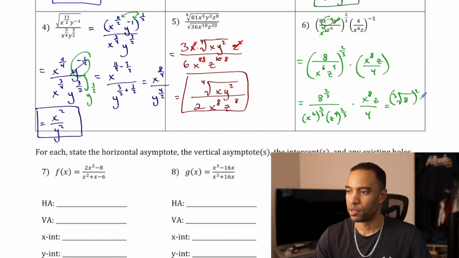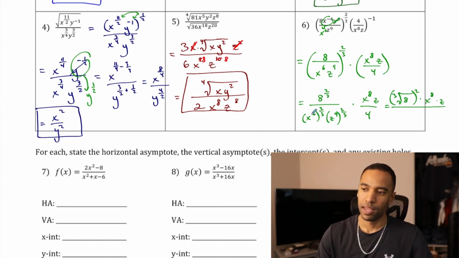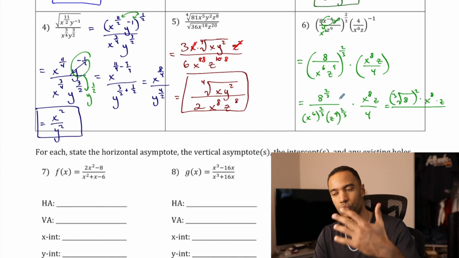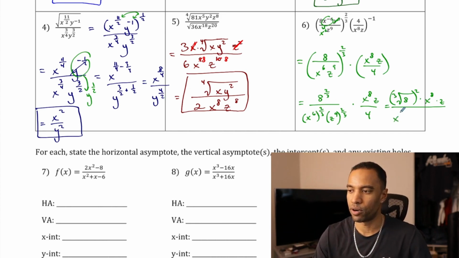Running out of room on this problem. Times x to the 8th times z. On bottom, x to the 6th to the 2/3, we do 6 times 2/3. 6 times 2 is 12, 12 divided by 3 is 4. 2/3 of 6 is 4. You get x to the 4th power.